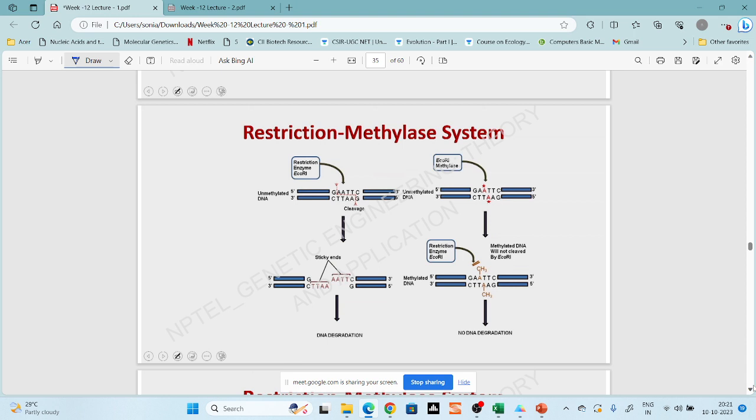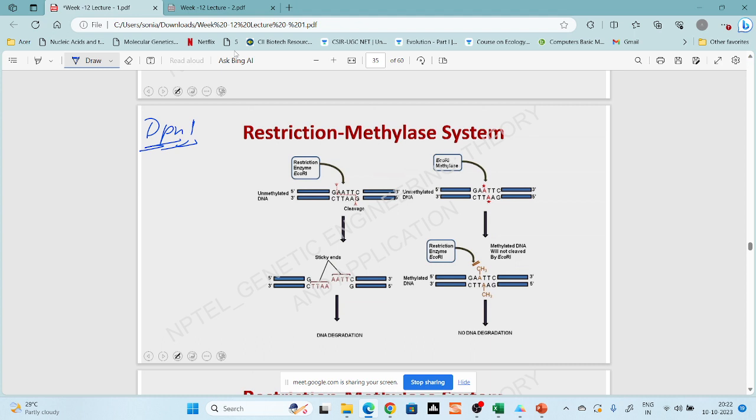So this restriction methylase system, what does it mean? Does anybody remember it? Ma'am, the restriction enzymes cannot cut the methylated DNA, basically. So the gist is that the restriction enzyme cannot cut the methylated DNA. We cannot always say this. This cannot be the definition, because we have dealt with DpnI, which can cut the methylated DNA also.